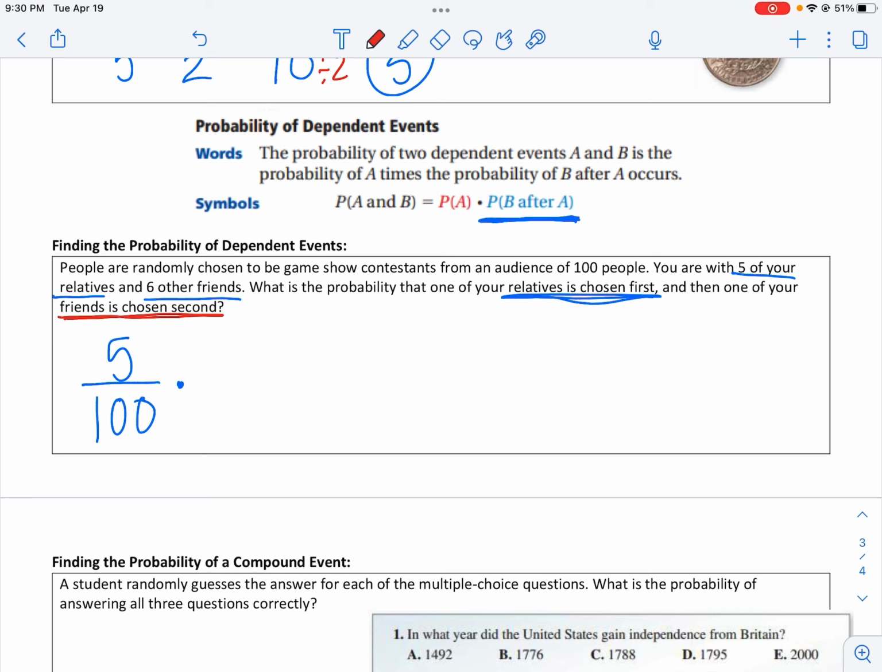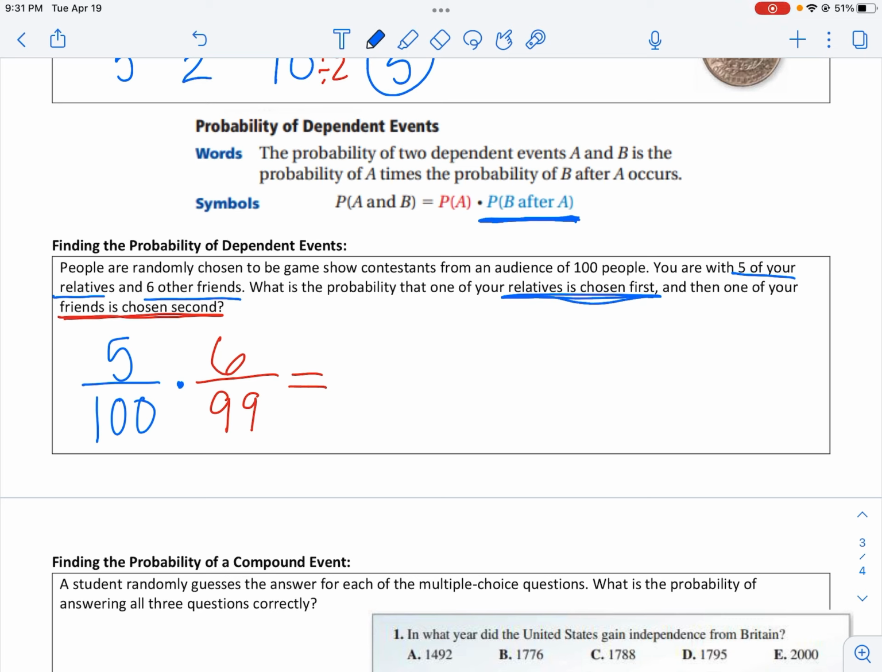So first of all, how many friends are with me? 6 friends. So 6 is going to go on top. Okay. So this is where it gets a little tricky because it's a dependent event, not an independent event. So one person has already been chosen from the 100 people. So that person can't be chosen again. So it's no longer out of 100 people. It's out of 99 people. And now we just multiply. Okay. So that's what makes it a dependent event, is that the first one affects the second one.